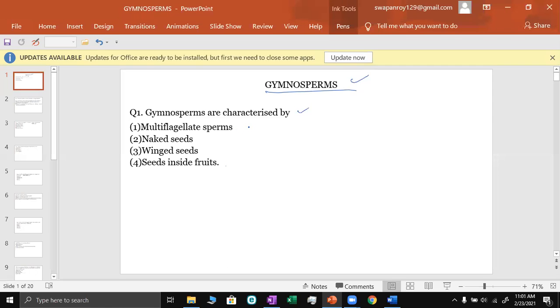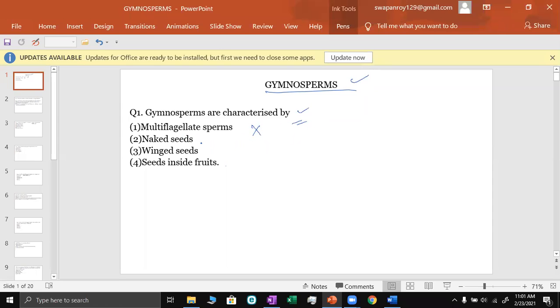No, this is not the general character of the gymnosperm. Of course, the multiflagellate condition is found in some of the cycas and related species. Those are actually cilia, not flagella. In higher plants, the sperms don't have multiflagella.